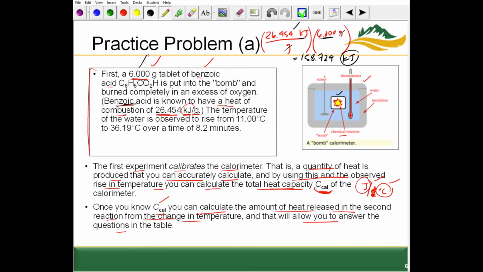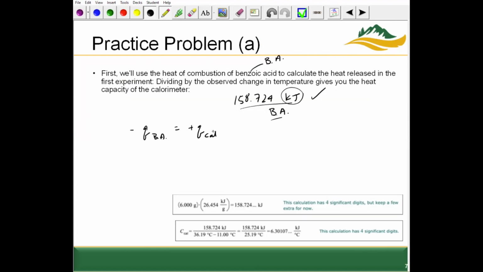And we had 6.000 grams in the calorimeter, and we noticed that the water rose from 11 degrees Celsius up to 36.19 degrees Celsius. So really what we're setting up is the amount of heat lost by benzoic acid, or the amount of energy, that then went into the calorimeter and the surrounding water, right? So we don't need Q equals MC delta T for the benzoic acid because we actually already have units of kilojoules. We actually already know how much heat is released from the combustion of 6.000 grams of benzoic acid. So this is our Q value.